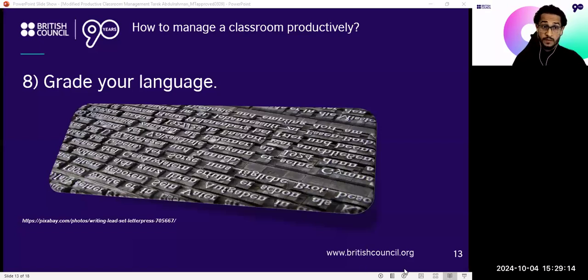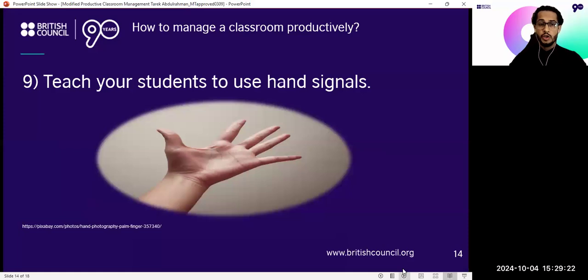Number 9, which is very, very important for the flow of the classroom. Let's see what number 9 says. Teach your students to use hand signals. I need to stop sharing here. What do I mean by hand signals? Okay, these are humans. Students are humans. So maybe we're presenting something related to English, to the target language, but they need to take permission to do something like drinking water or going to the toilet or asking a question.